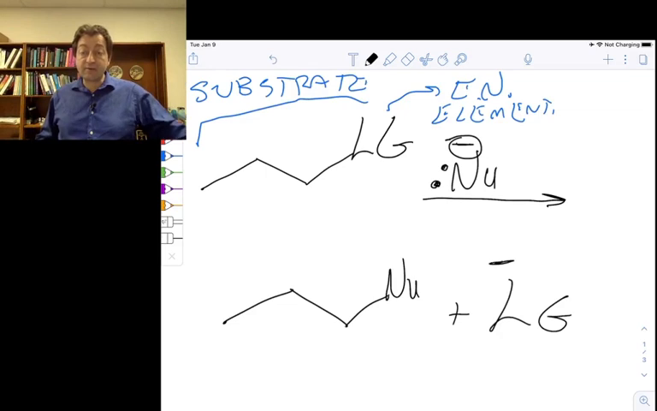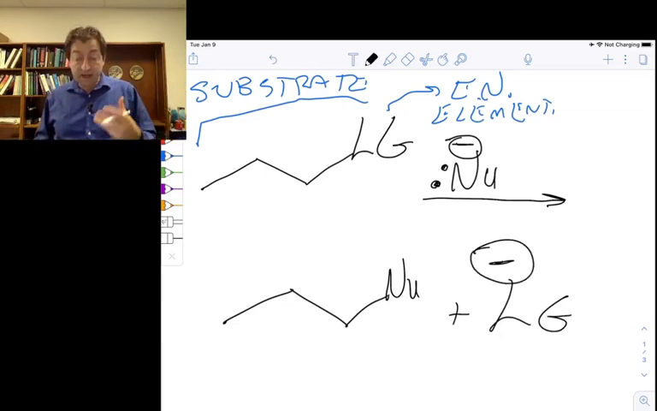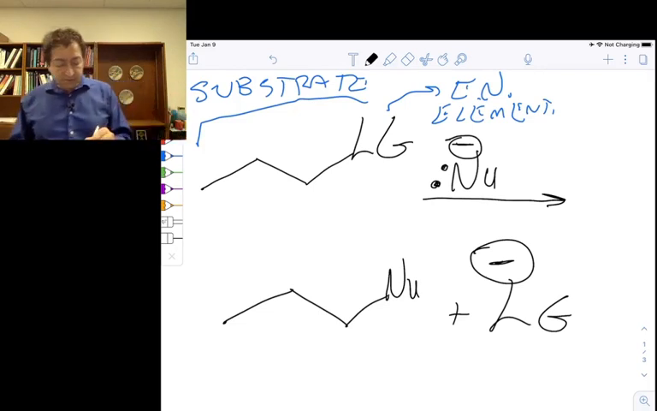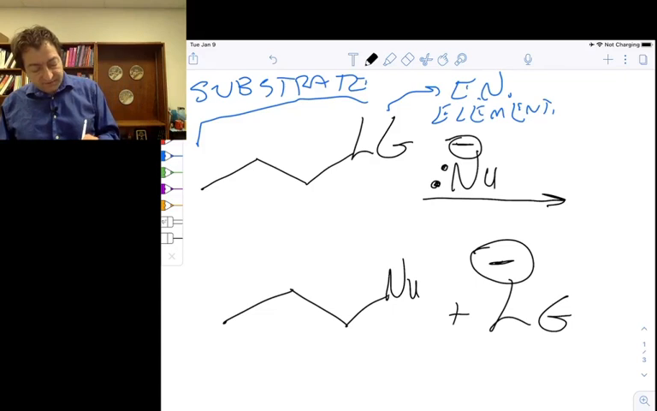So we can come in with that nucleophile, displace the leaving group. That leaving group may or may not be charged in some case, but here what we're really doing is we're substituting one functional group for another, one element for another, and we usually do this in a solvent of some kind.